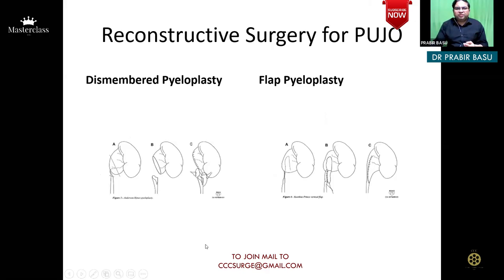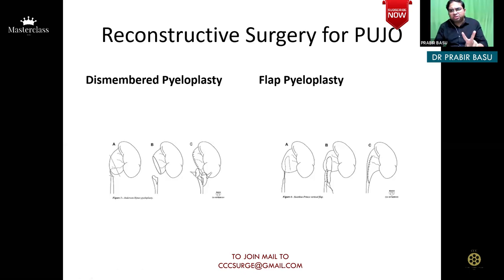One thing is very important, it's a very simple thing. Now you can just cut and just spatulate and prepare. One thing is very important, Anderson-Hynes pyeloplasty is the gold standard. Whenever somebody asks you a question, say, I want to go for a modified Anderson-Hynes pyeloplasty. This is a modified Anderson-Hynes pyeloplasty. What is a normal Anderson-Hynes pyeloplasty?